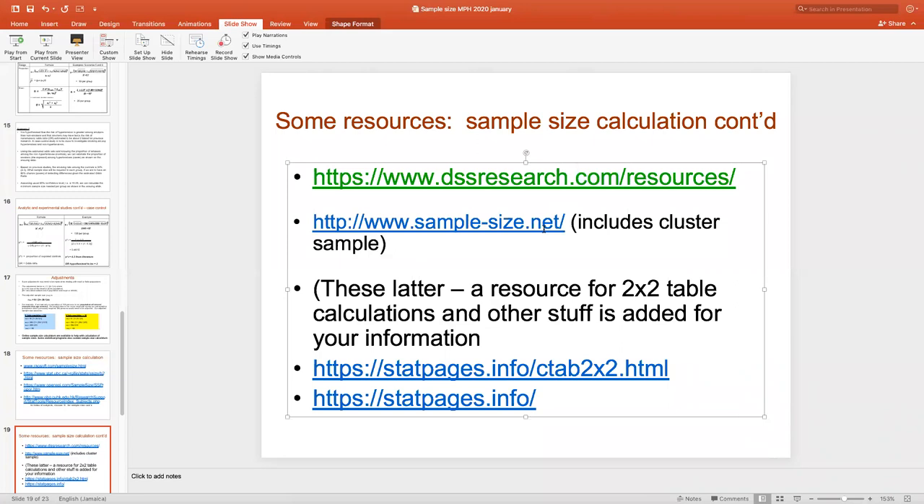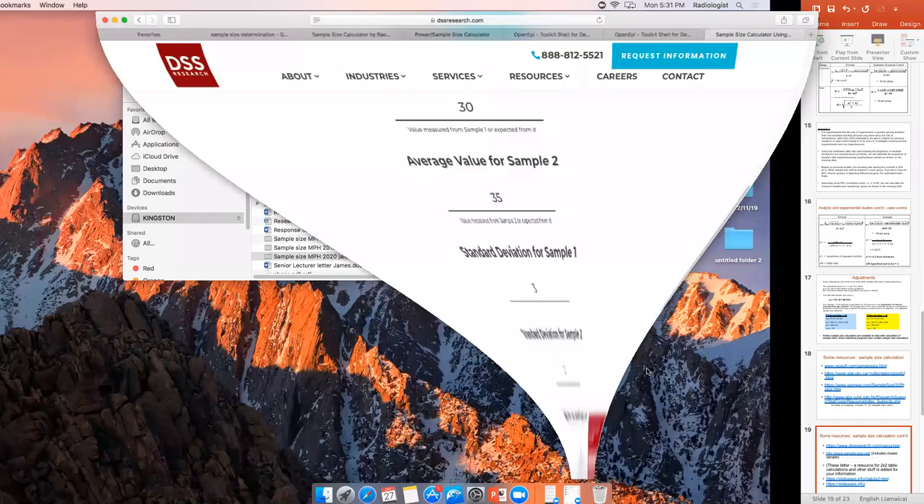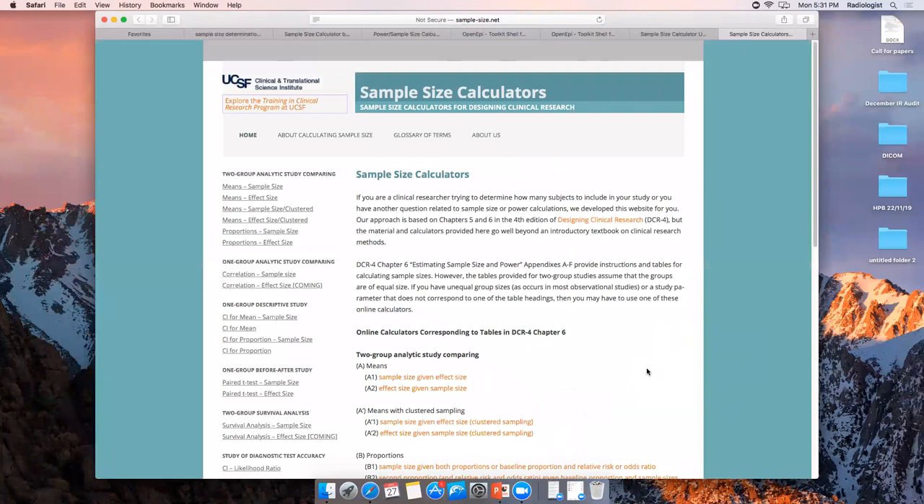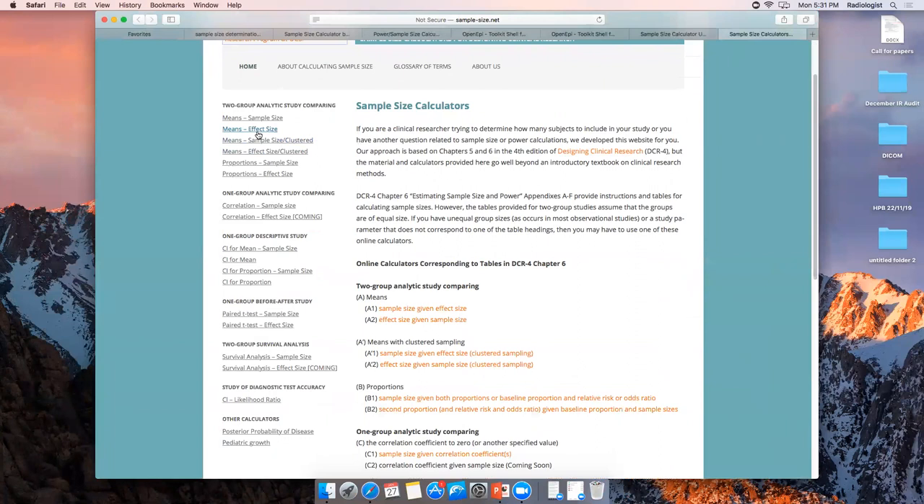Here is a resource. And this one, sampresize.net. Again, it's candy from a baby. You go in and you choose your study design. Descriptive study, two-group study, one-group study, cluster study. What do you wish to compare, means or proportions? And you go through and say what you want and calculate anything that you want.